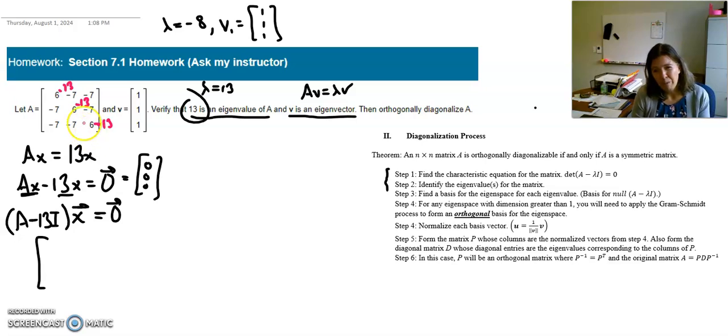So if you were wondering about the details of why you're just subtracting it from the diagonal, then look at 5.2, I think, is where you're going to see that. Either 5.1 or 5.2.